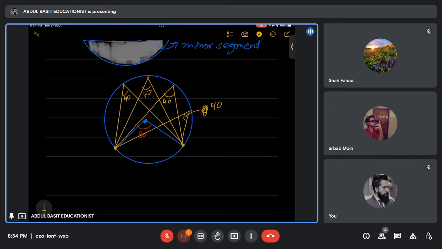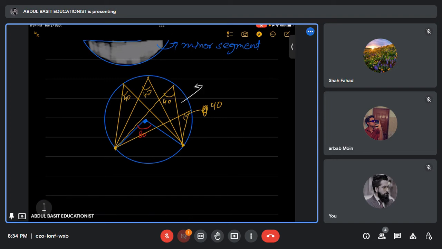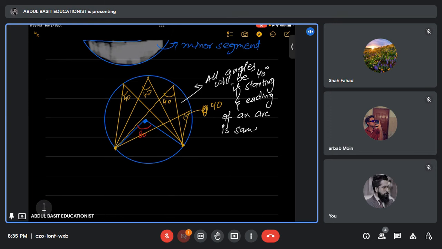So angles in the same segment are equal, तो इसका मतलब है कि all angles will be 40 degrees if the starting and ending of an arc is the same.